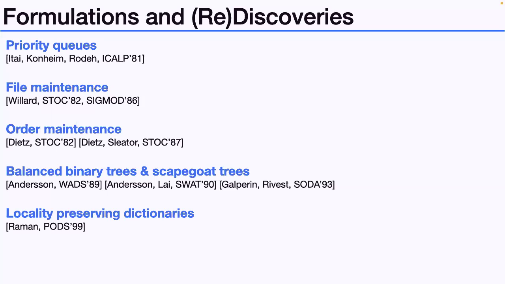Some history on this problem. It's been studied for a very long time. And in fact, it's been studied under many different names and independently reformulated and rediscovered several times. The first example we know of is a sparse table scheme for implementing priority queues. This is by Itai, Konheim, and Rodeh in 1981. The problem was also independently formulated as a file maintenance problem, order maintenance problem, getting and maintaining balance in binary trees, and so on.